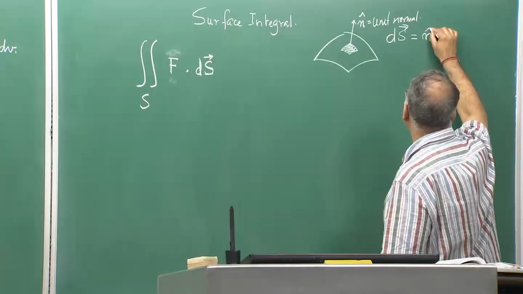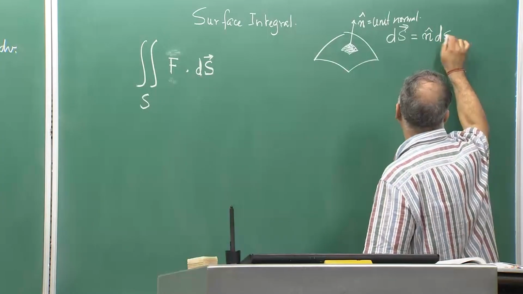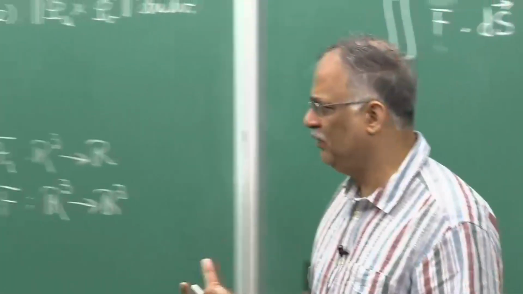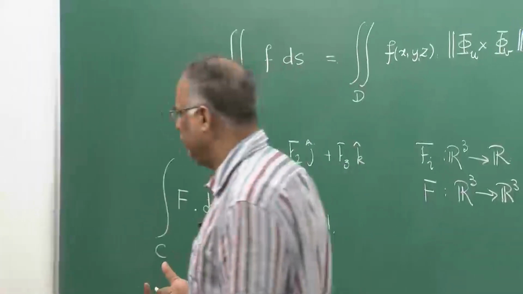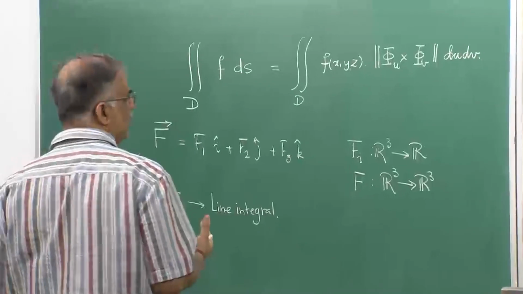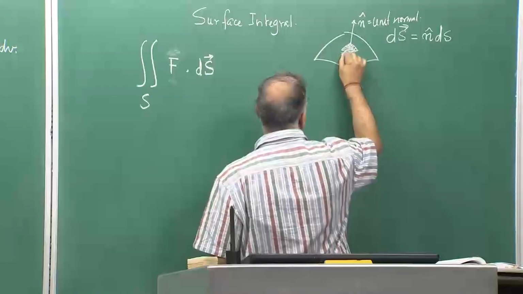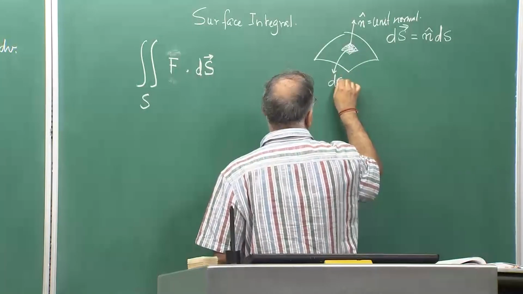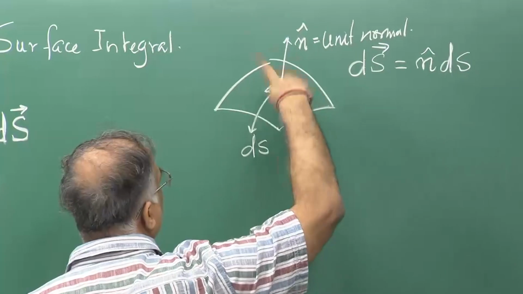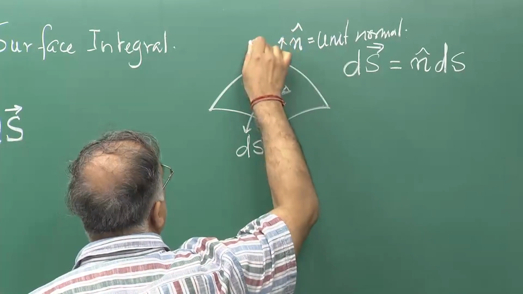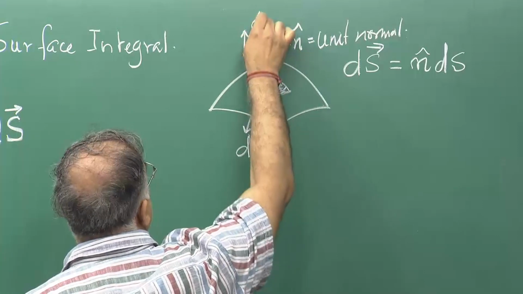So, it is n vector ds. ds is the value of the surface area, and this is the ds. An area vector is always perpendicular, because area of parallelograms is given as cross product. So, this is your n hat. ds is actually along this direction, that is your ds vector.